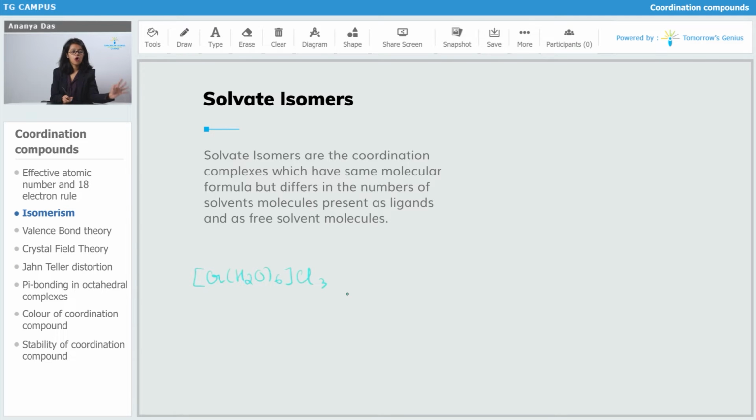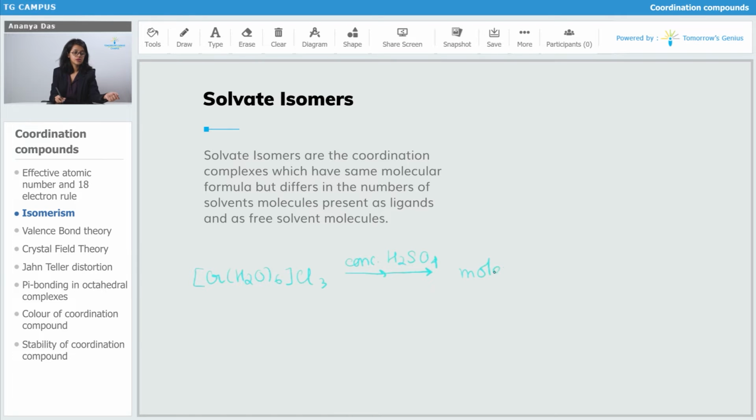Now here all of the 6 H2Os are present as ligands. They are not present as free solvents. So if I take this and react it with concentrated H2SO4, now concentrated H2SO4 is what? It's a very strong dehydrating agent. But if I react it with concentrated H2SO4, it will not lose water.